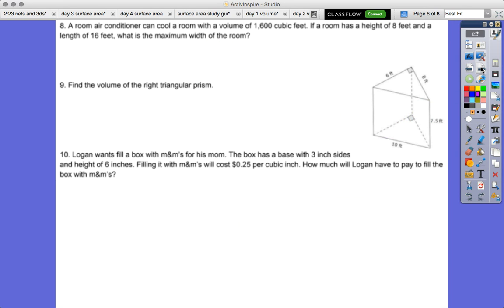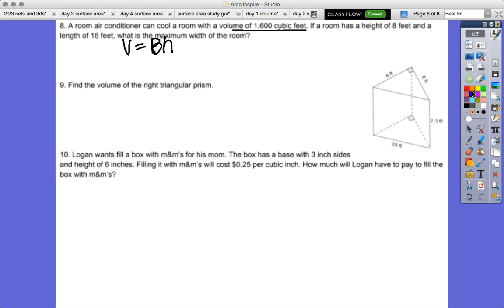All right, number 8 says a room air conditioner can cool a room with a volume of 1,600 cubic feet. So it already gives us our volume. It says if a room has a height of 8 feet and a length of 16 feet, what is the maximum width of the room? So think about an air conditioner. It's going to be in the shape of a rectangular prism, or every air conditioner I have ever seen has been. So volume equals the area of the base times the height.